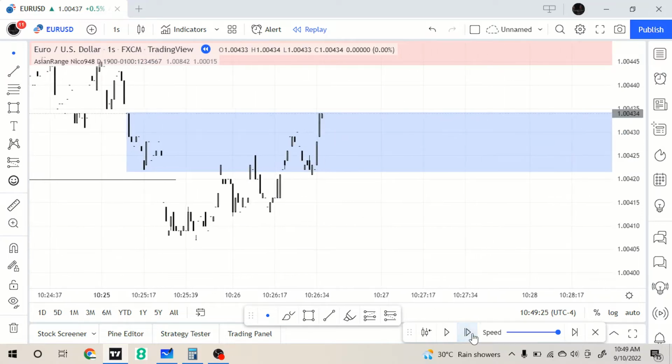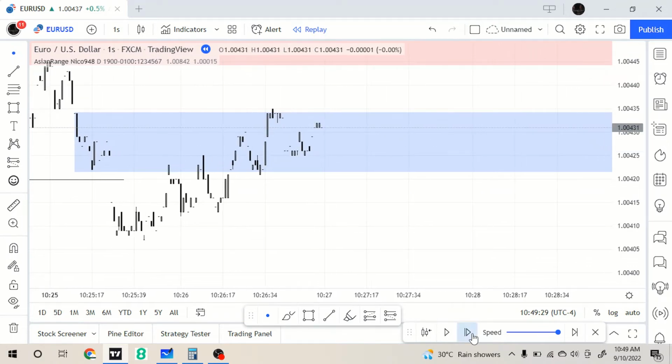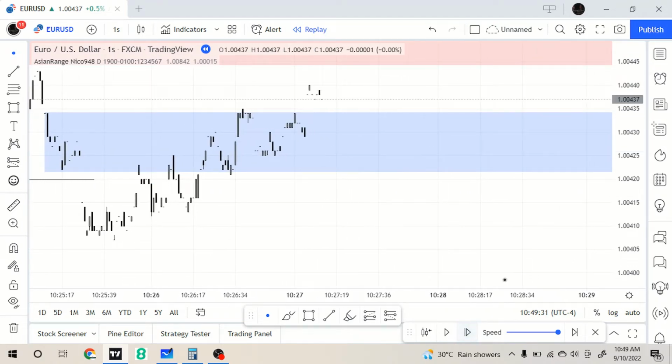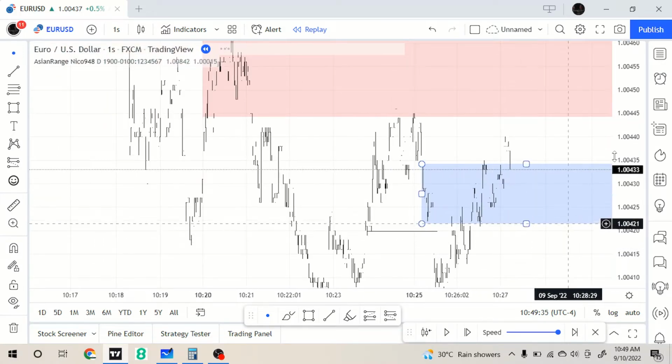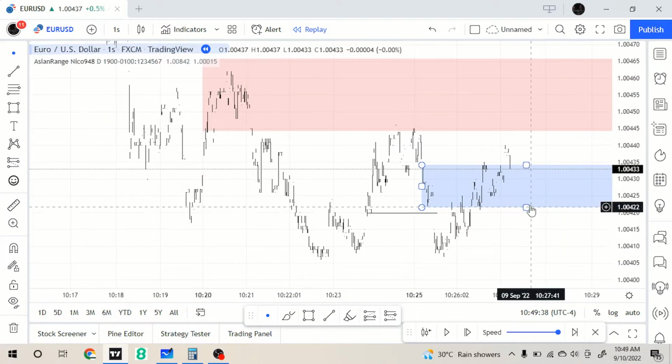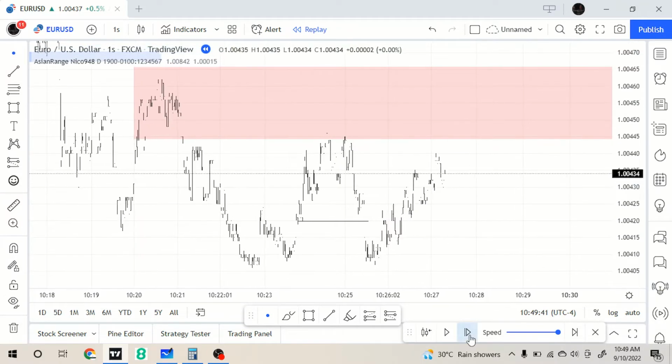As you can see, it's not breaking anything, hasn't done anything important, and our zone has been invalidated. Okay, so we could just close this out, play price, and still see what happens at the end of the day.